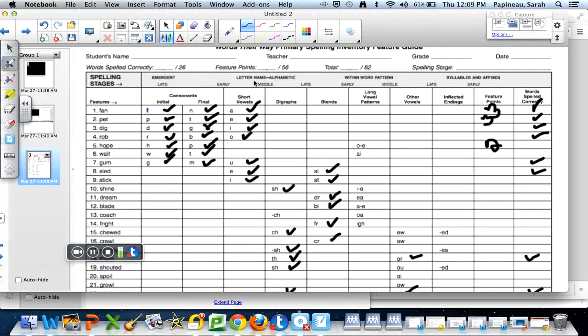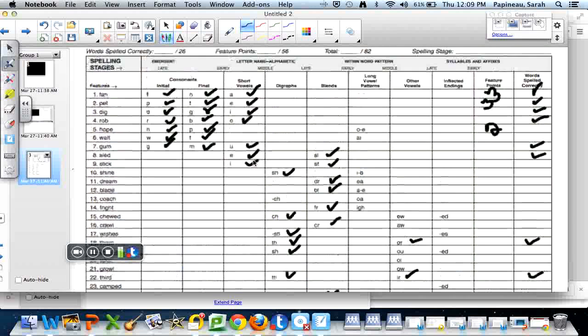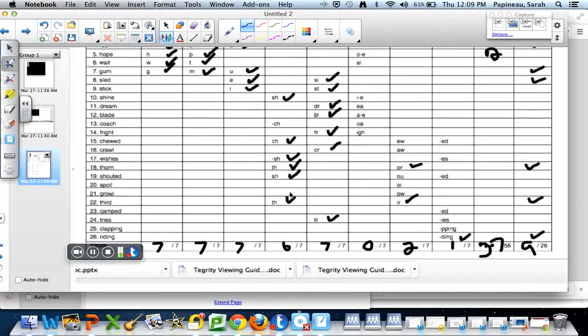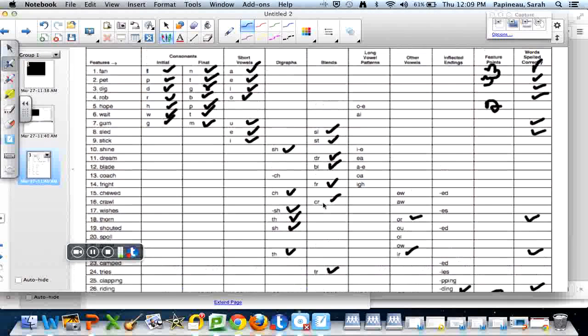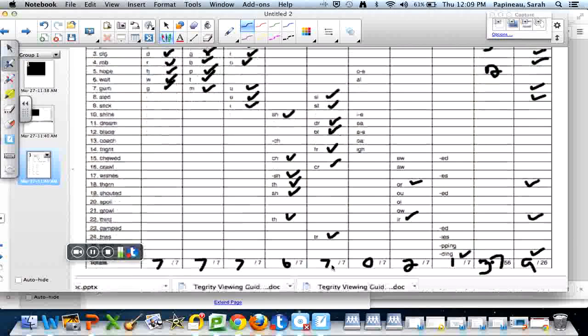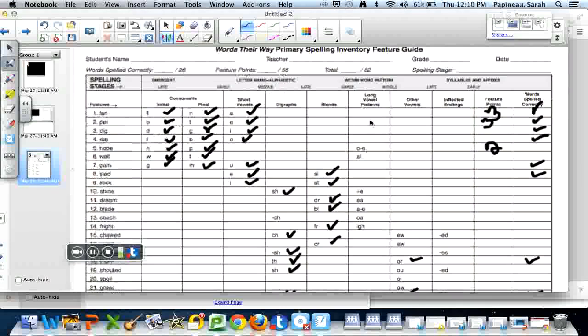We're looking at short vowels, which is the beginning of the letter name alphabetic stage. And it looks like they have short vowels, 7 out of 7, under control. Now we're going to start looking at some of the later stages in that letter name alphabetic, and digraphs. Yeah, they've got them for the most part. Missed 1, so 6 out of 7. And it also looks like their blends they have down really well.